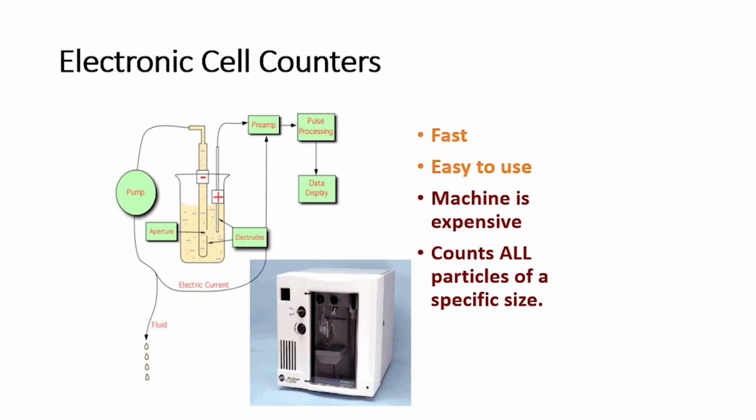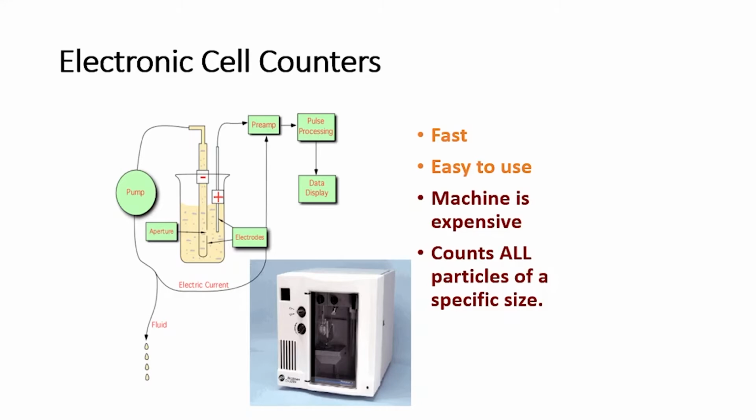Okay. The other method is electronic cell counters. Now, these are actually really handy. They basically suck up cells, and they only allow things of a certain size to pass through this tubing, and then they look for an interruption in current.